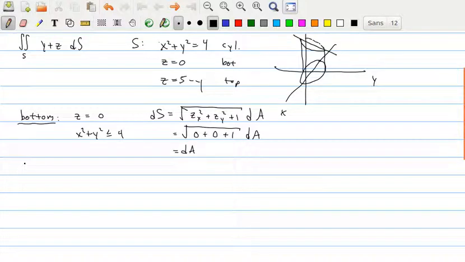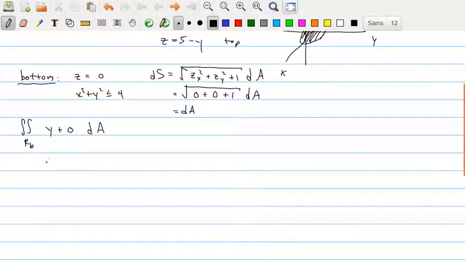So that means that our integral turns into the double integral over that bottom region, which is this disk here in the xy plane, of the function, which is y plus z. But on the surface z equals 0, we're going to plug z equals 0 into the function that we're integrating. So this gives us y plus 0 dS. And dS we've just figured out is dA. Okay, so now we've got the integral set up.